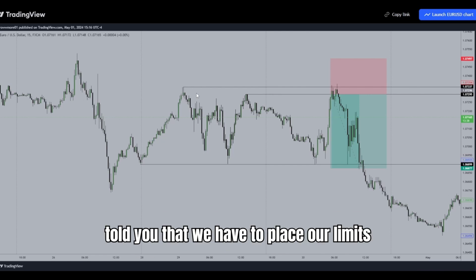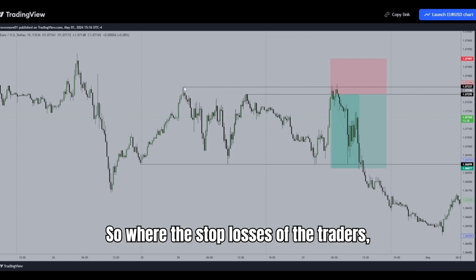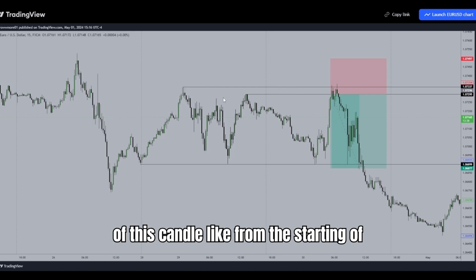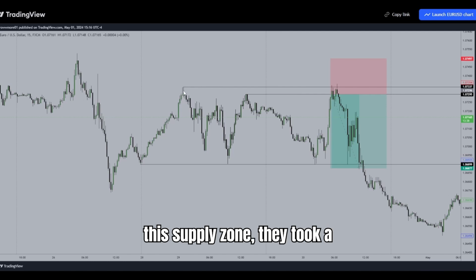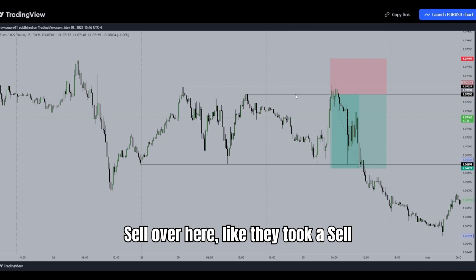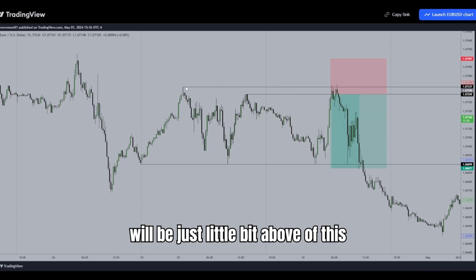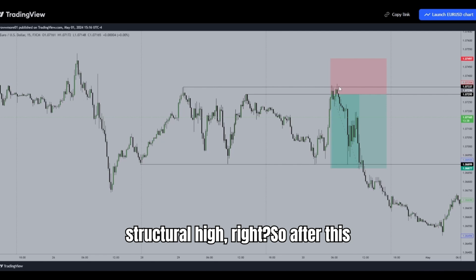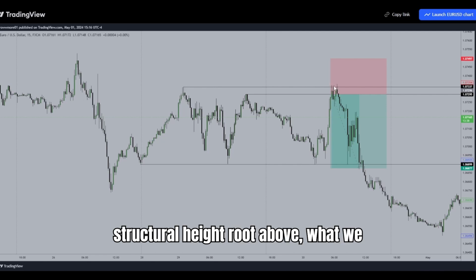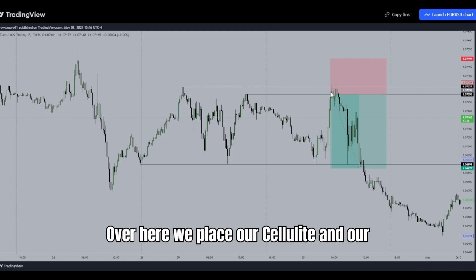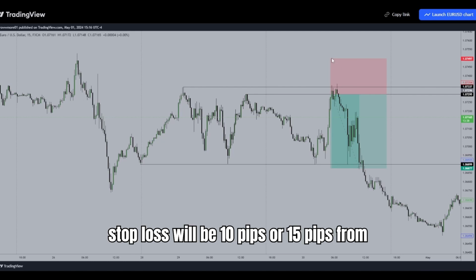So now, as I told you, we have to place our limits where they will place their stop losses. The traders who took a sell from the start of this supply zone have their stop losses just a little bit above this structural high. So we'll place our sell limit over here or a little bit above here. We place our sell limit and our stop loss will be 10 pips or 15 pips from here.